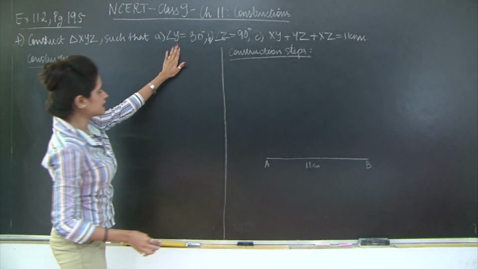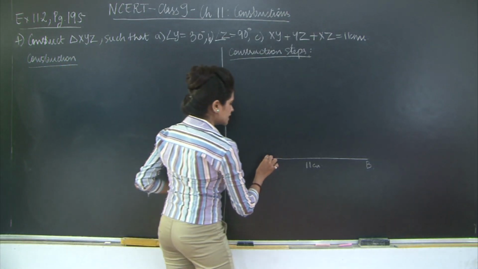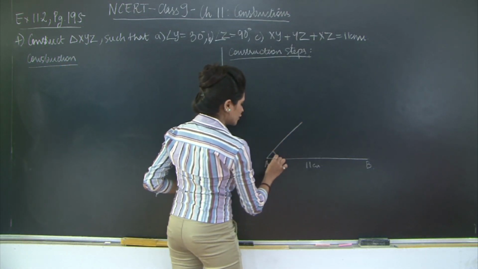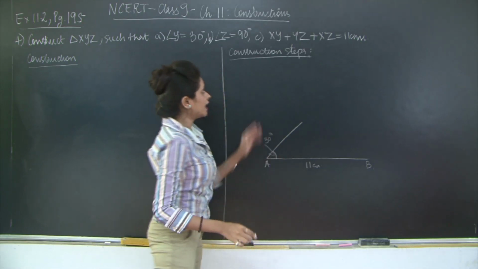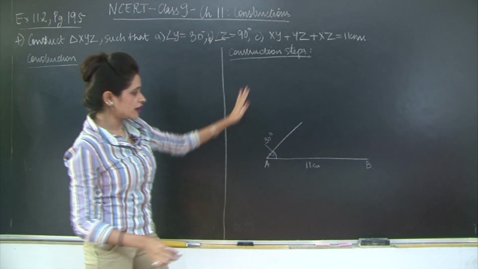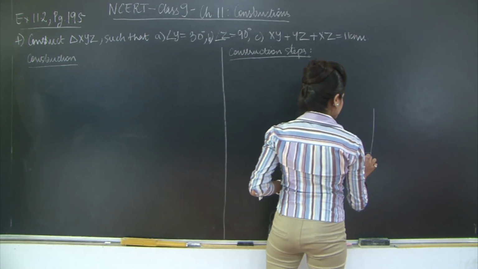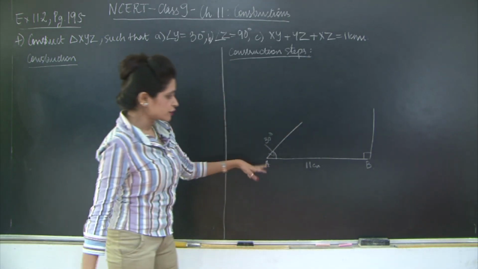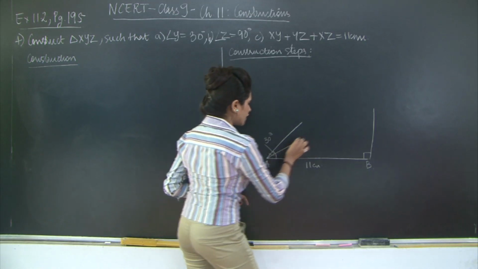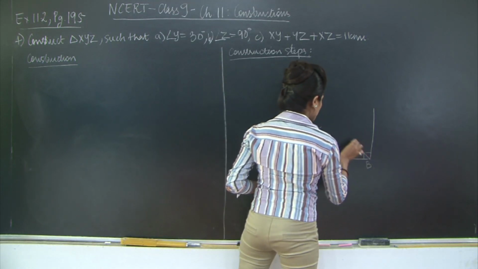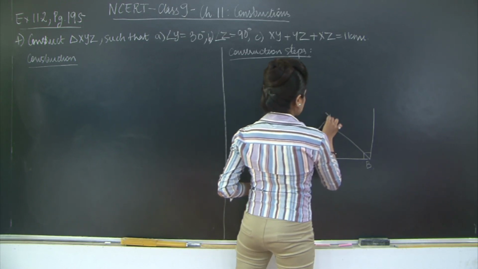Now I'm going to take this angle Y as 30 degrees, as A is equal to 30 degrees. So I'm going to draw a 30 degree angle over here. So this angle out here is 30 degrees. And Z is 90 degrees, so I'm going to take B is equal to Z is equal to 90 degrees. What I'm going to do now is bisect angle A and B, and let the point of intersection of these two angle bisectors be X.